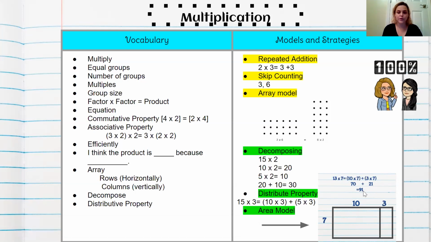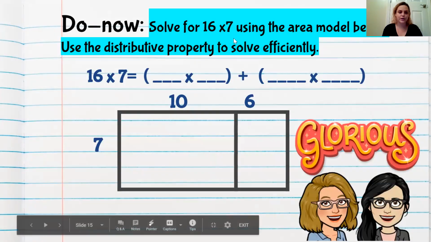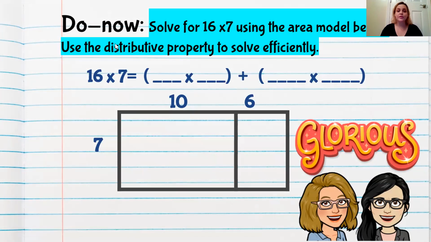And so we're going to be talking more about this area model throughout our lesson today. So I'm going to go on to our do now. I'm going to read it to you, and then you're going to try to solve. Solve for 16 times 7 using the area model below. Use the distributive property to solve efficiently. I've already given you a lot for you to work on.